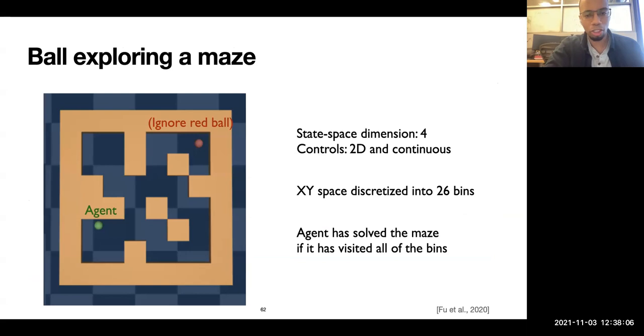So of course, our method is called Escape the Maze, so we should make sure that it can explore a maze. Here, we're going to look at a ball exploring a maze. The state of the agent is a green ball, and the state space is four-dimensional: the XY coordinates of the ball and the XY velocities. The controls are 2D. We say the agent has solved the maze if it has visited all the bins. The maze is discretized into 26 bins.